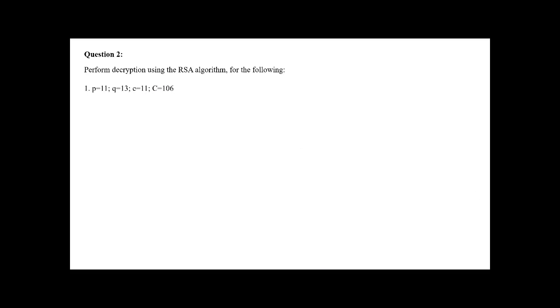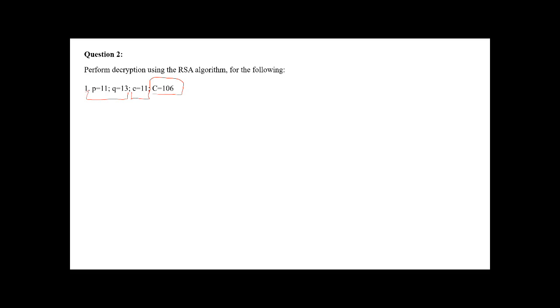Now with the second question, here comes the hard part. Now we want to decrypt RSA. So let's start by reading the question. The question says, perform decryption using RSA algorithm for the following. So what are the givens here? We have our P and Q, which are the two prime numbers. We have E as the public key, and we have the ciphertext instead of the message. So this is the ciphertext that we want to decrypt in this case.